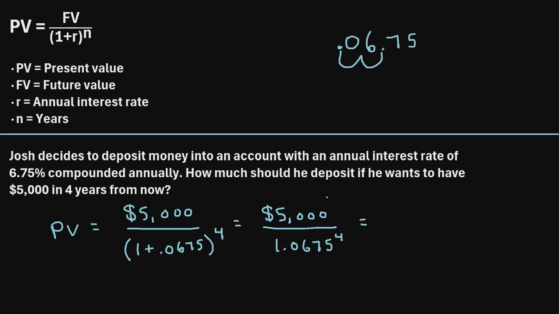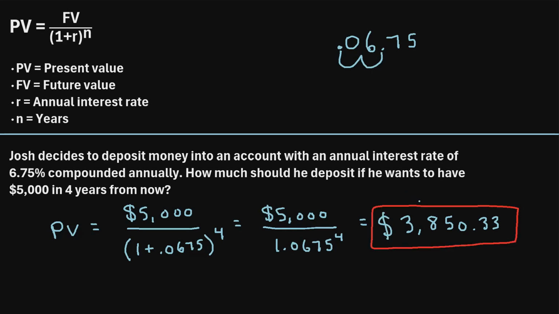And if you punch this into a calculator, $5,000 divided by 1.0675 to the 4th power, you get 3,850.33. And remember, our units are dollars. So this is how much Josh needs to deposit today in order to have $5,000 4 years from now.